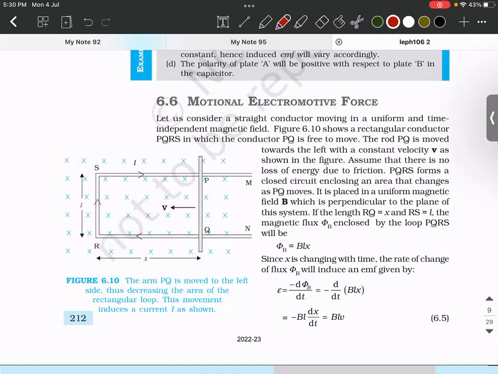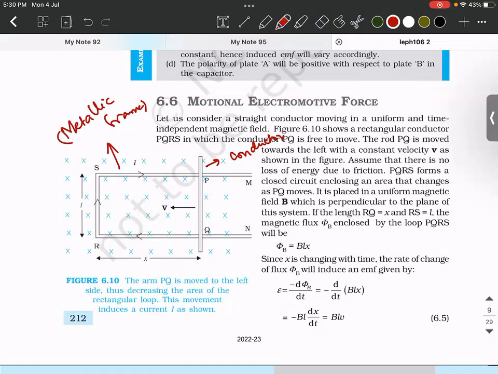I'll call this the metallic frame, and this is the conductor which has the tendency to move. Take this whole system, the frame plus the conductor, and put it into a magnetic field. That magnetic field is constant. Generally when they give you only a cross mark or a dot, remember they are always constant magnetic fields.